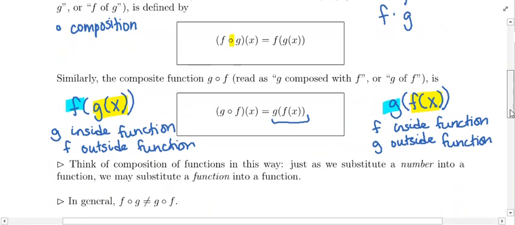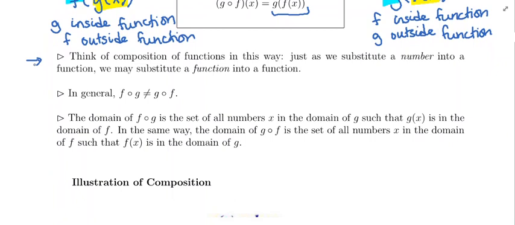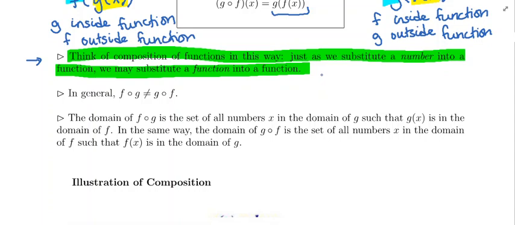Now we're going to talk about how you do composition, what it actually means. Let's go down here to this bullet point. It says, think of composition of functions in this way. Just as we substitute a number into a function, we may substitute a function into a function. This statement just summarizes what composition is. Let me translate it. What we're doing with composition, instead of plugging a number into a function, which is what we're used to doing, is actually plugging a function into another function.